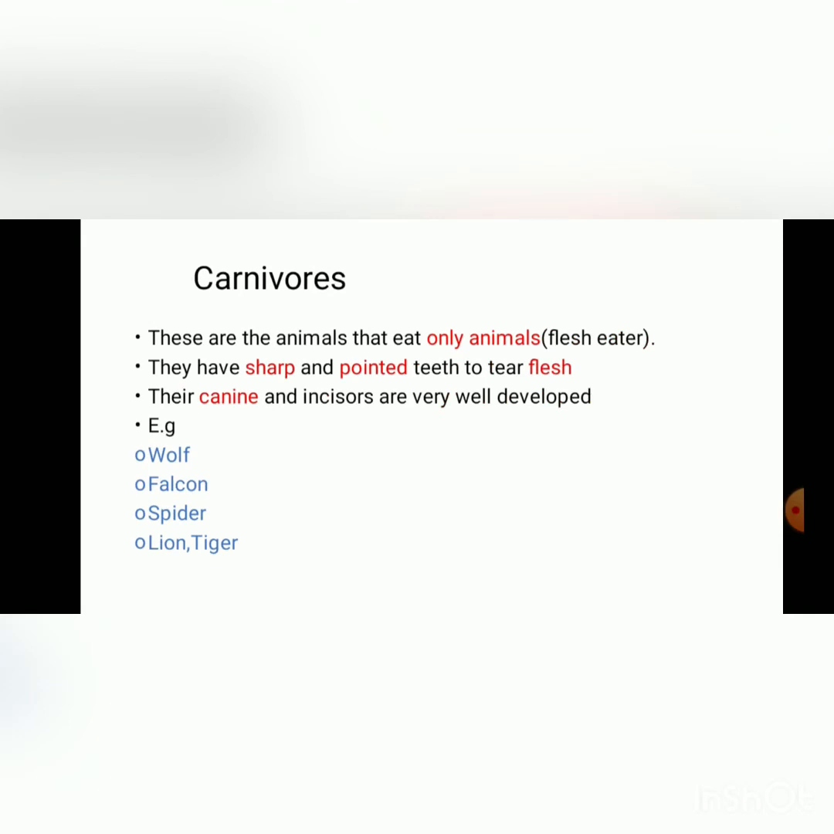The next category is carnivores. These are the animals that only eat animals, meaning flesh. These are the flesh eater animals. They don't eat the plants, they only eat the flesh. They have sharp and pointed teeth to tear flesh. It is their teeth characteristic. Their canines and incisors are very well developed. And the examples of the carnivores are wolf, falcon, spider, lion, tiger, etc.